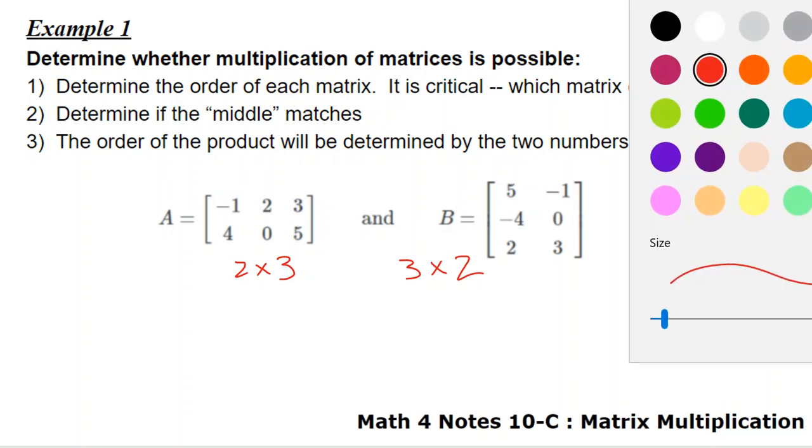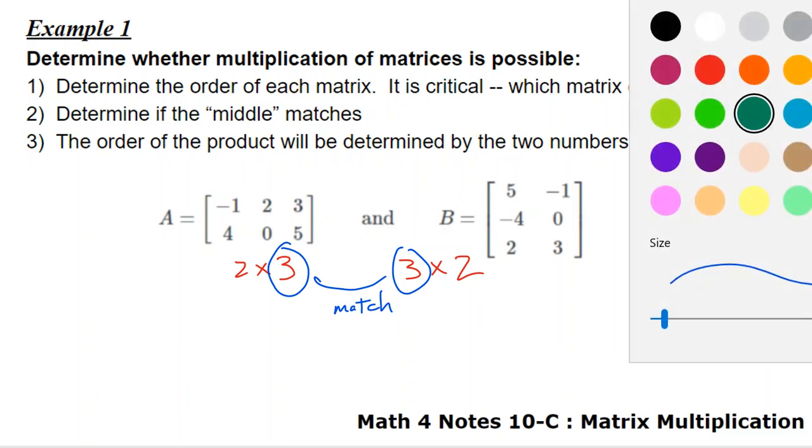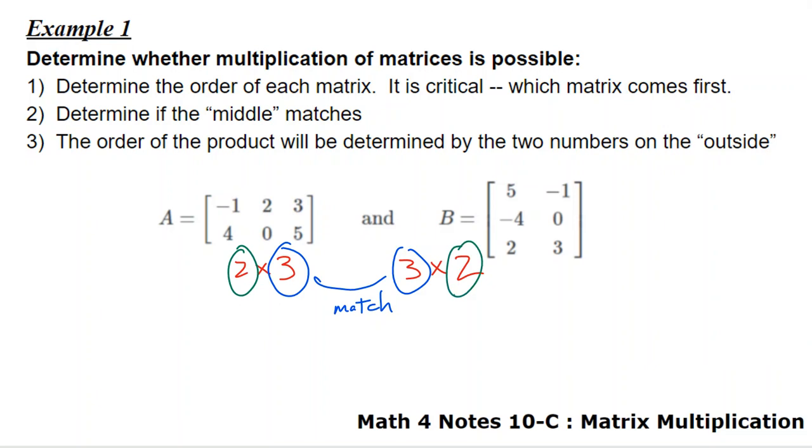Now, the rule says that if the 2 numbers in the middle, and this is exactly in the order that you intend to multiply them, if the 2 numbers in the middle match, then this is a go. You are clear to start multiplying the matrices. Now, here's the fun part: the 2 numbers on the end are going to tell you what kind of answer you're going to get. Your result is going to be a 2 by 2 matrix. When you're comparing the order of each matrix, you put them in order like that, it's always the first one times the second one.